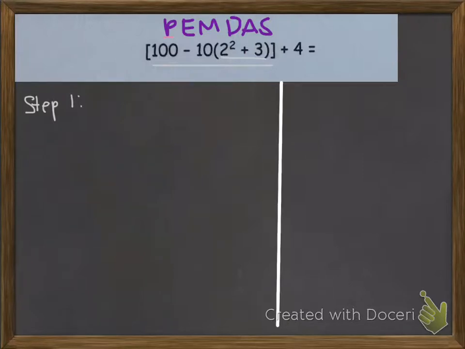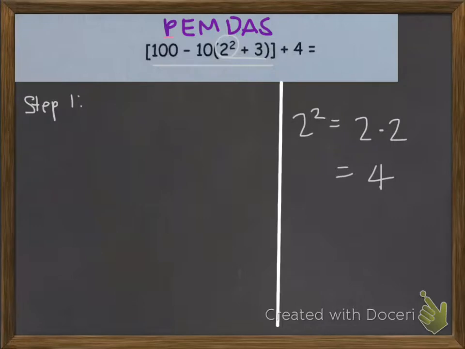As I look inside the parentheses, I see that I have 2 squared, which is an exponent, plus 3. And I have to do exponents before I add because E comes before A in PEMDAS. So I need to solve what 2 squared is. Well, 2 squared is 2 times 2, and that equals 4.